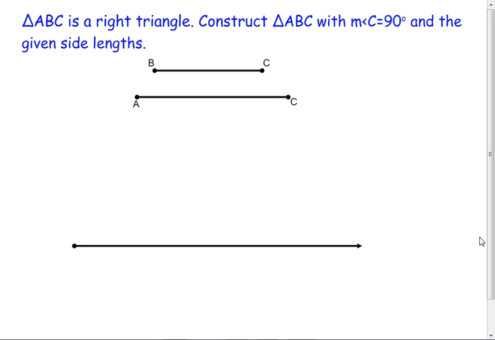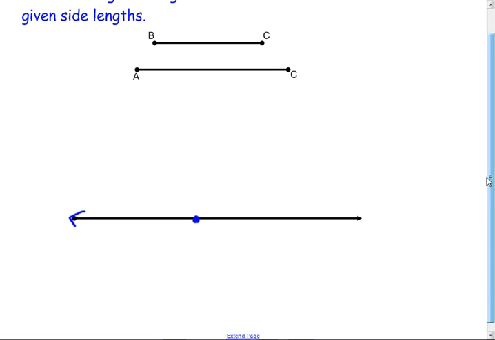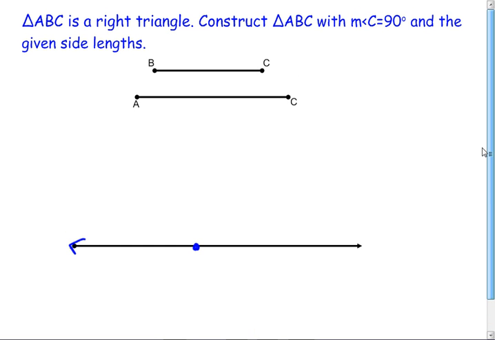Okay? So I need a 90-degree angle. The problem is all I know how to do is a perpendicular bisector, so I guess I'll have to do that. So find a point. Make this a ray. What vertex is that? A, B, or C? If C has to be my 90 degrees, I want my 90 degrees there. I'm going to take a line, find a perpendicular, measure this length and that length, and there's my triangle.